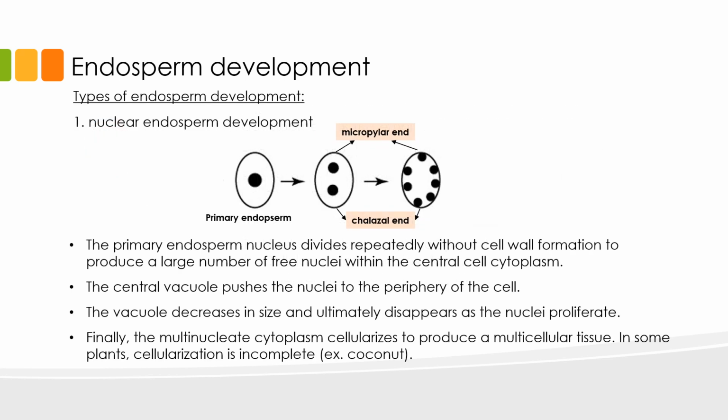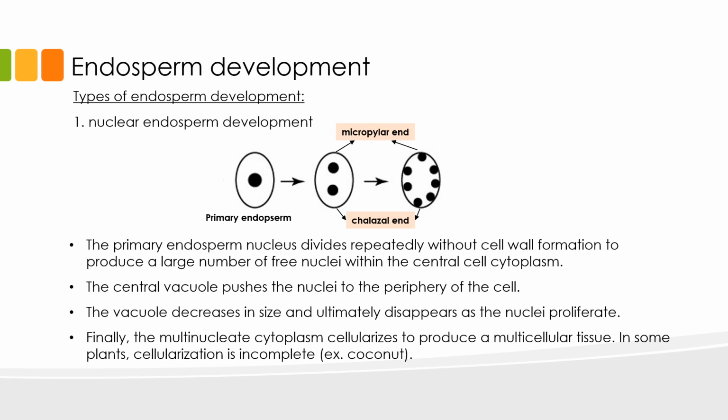Let's begin with nuclear endosperm development. With this type of endosperm development, the primary endosperm nucleus divides repeatedly without cell wall formation to produce a large number of free nuclei within the central cell cytoplasm. The central vacuole then pushes the nuclei to the periphery of the cell, as you can see here. The vacuole then decreases in size and ultimately disappears as the nuclei proliferate. Finally, the multinucleate cytoplasm cellularizes to produce a multicellular tissue.